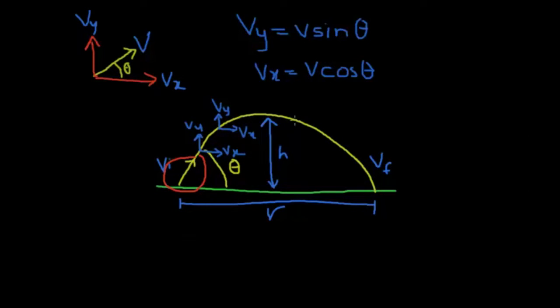So as you go along, you will see that the horizontal and the vertical component always gives you the velocity at that point in time.